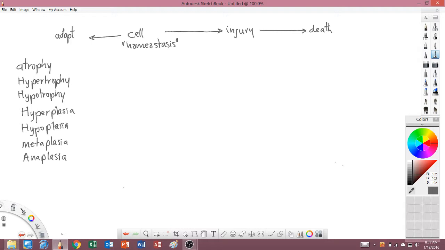Let's start with atrophy. Atrophy means decrease in size and metabolic activity. Two things. Please understand. Atrophy means cellular size decreases, a decrease in size of a cell or group of cells, and a decrease in metabolic activity.